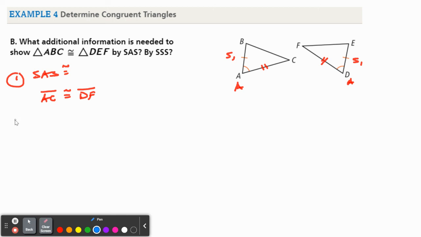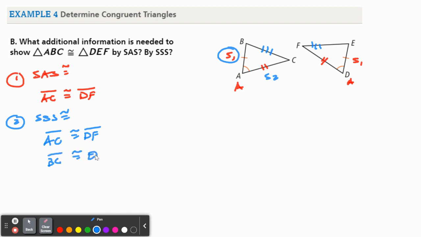Now, for side, side, side congruence, well, you only know one pair of sides. So you need the other two, so you do need these two. So you would need segment AC is congruent to segment DF, but you would also need these two, BC and EF. You would also need to know that BC is congruent to EF. And if you have those, the two triangles will be congruent by side, side, side.